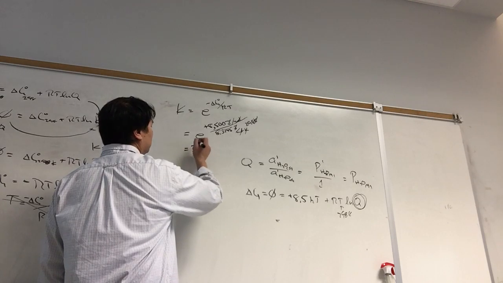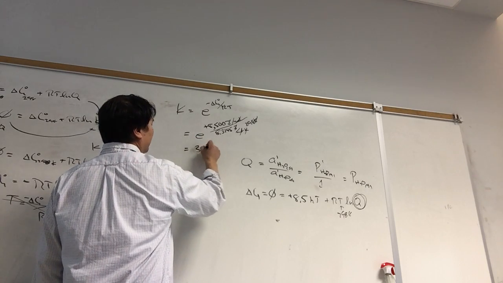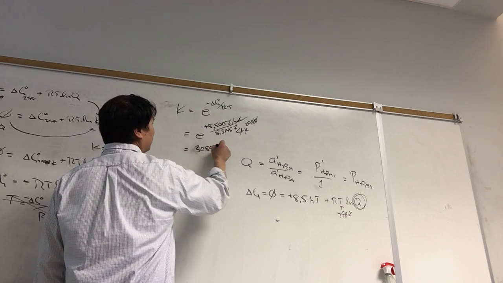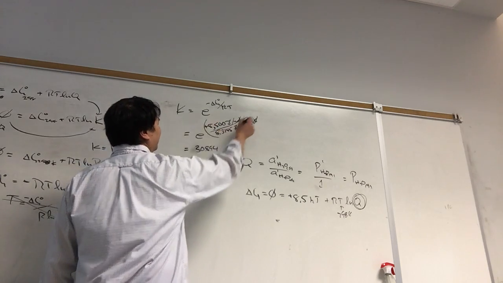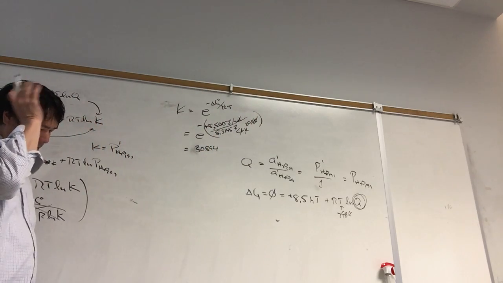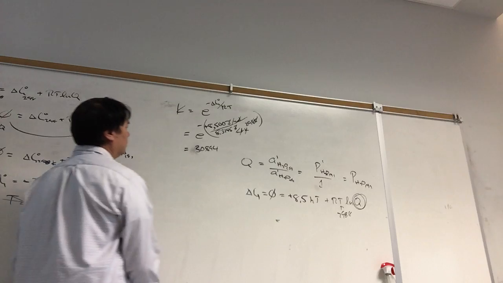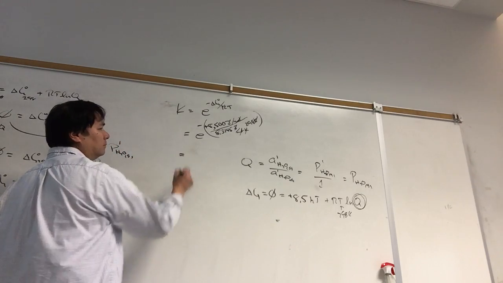30.894? No, 30.894. Oh, you know what? I forgot the negative sign. Sorry, just put a negative in front of it. What's your new number?